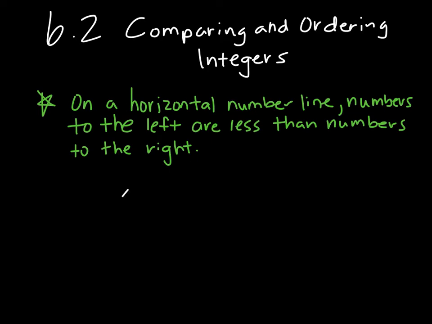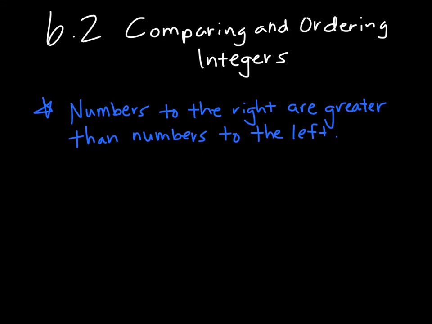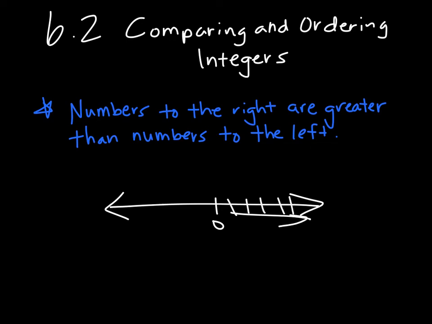On a horizontal number line, like this one, numbers to the left, so if this was 0, numbers to the left, well, -1, -2, -3, -4, -5, and so on, are less than numbers to the right. And numbers to the right, so 1, 2, 3, 4, 5, are greater than numbers to the left.